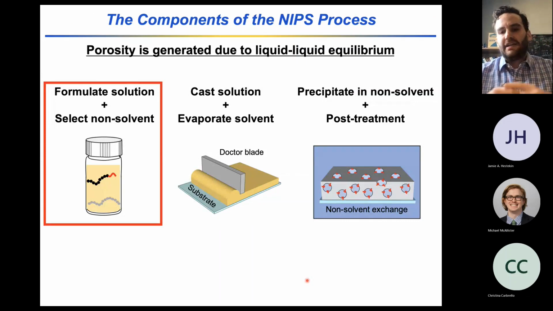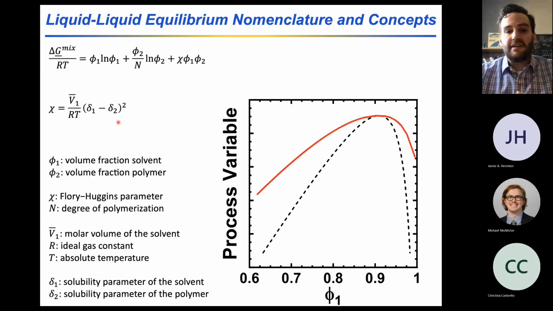And so in order to talk through how we might be able to generate this rich variety of nanostructures, I'll break down the individual steps. And so we'll start with formulating the casting solution and selecting the non-solvent that will be used for the process. And the place to begin understanding this is that this porous structure is created due to liquid-liquid phase separation. And so just a simple binary two-component phase diagram will help us understand a little bit about the complex issues associated with the non-solvent induced phase separation technique.